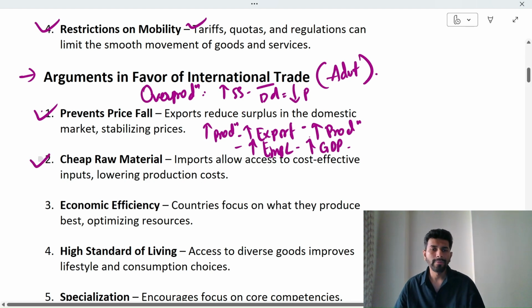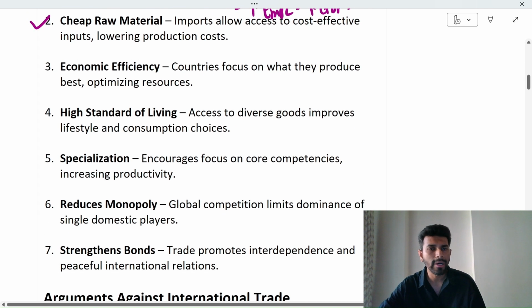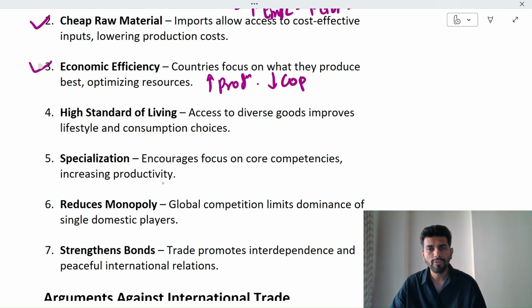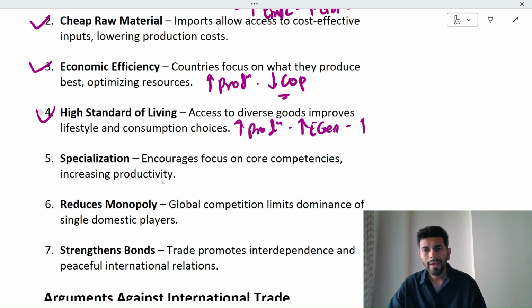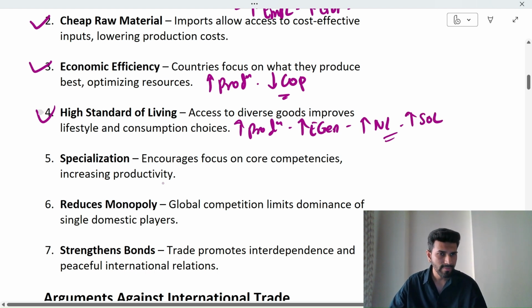Next, cheap raw material. More production requires more raw material, so raw material will be available at a cheaper rate. Next, economic efficiency. If there is more production, then the cost of production will be less. Next, high standard of living. More production requires more employment generation, and if there is more employment generation, then per capita income and overall national income will be more. If national income is more, then the standard of living can be increased.